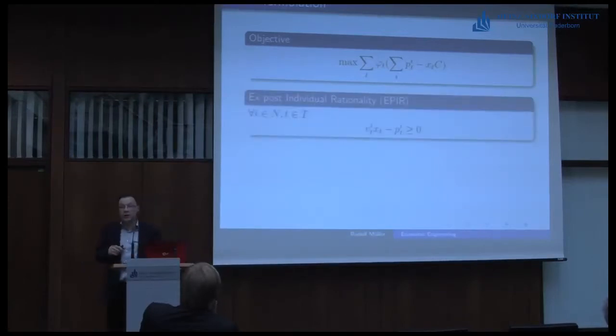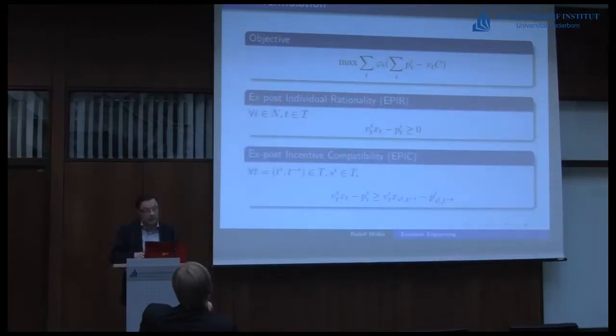Now there are two constraints in our integer linear program. The first is ex post individual rationality. It simply says for every agent, for every possible type profile, the value that the agent has from the decision should be larger or equal than his payment. Otherwise the agent will not like our mechanism and might not participate.